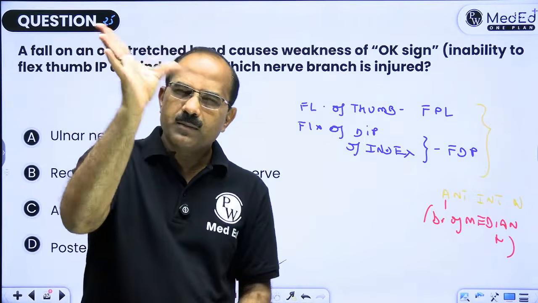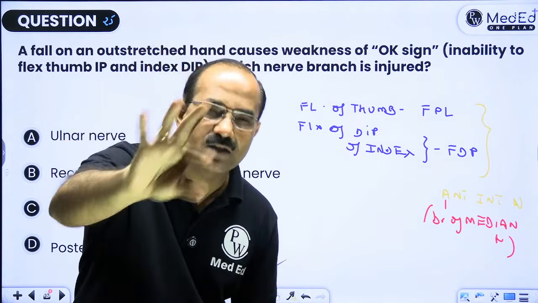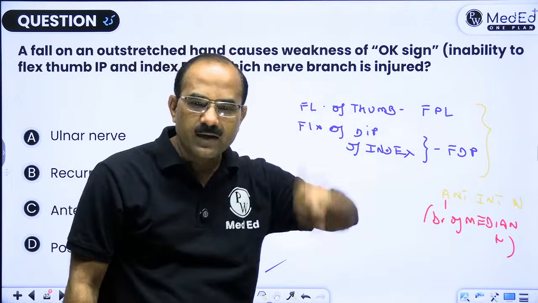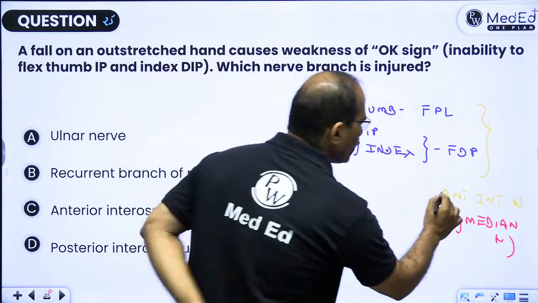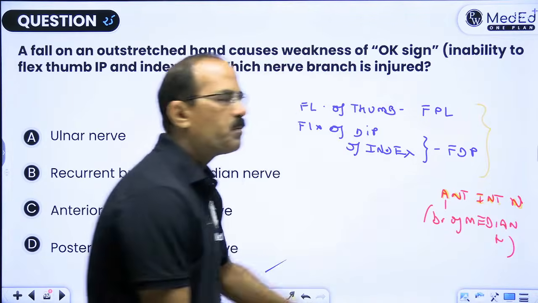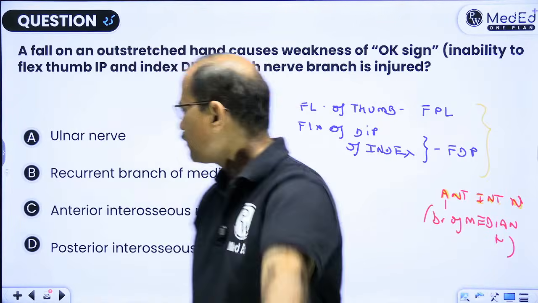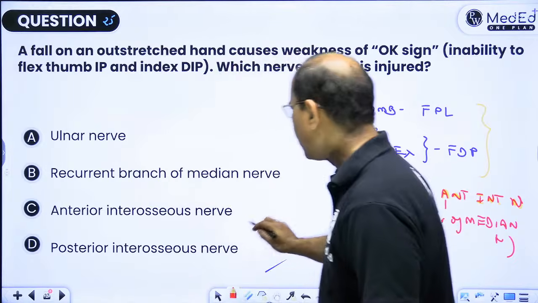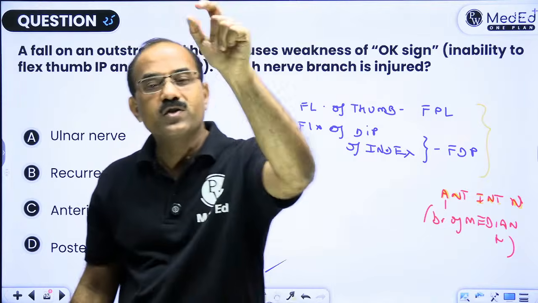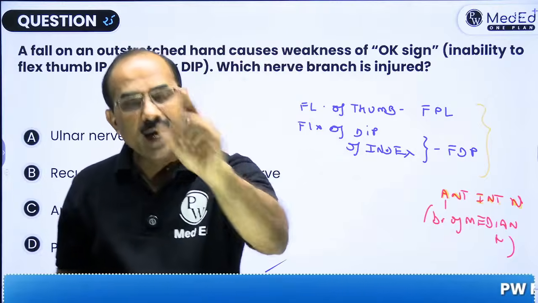So flexion of the thumb is done by flexor pollicis longus. The flexion of the distal interphalangeal joint is done by flexor digitorum profundus, and these two muscles are supplied by anterior interosseous nerve, which is a branch of the median nerve. It's a deep branch of median nerve. So it is not the recurrent branch, it's the anterior interosseous nerve. बच्चे, anterior interosseous nerve is given in the forearm. Anterior interosseous nerve is a deep branch of median nerve given in the forearm.